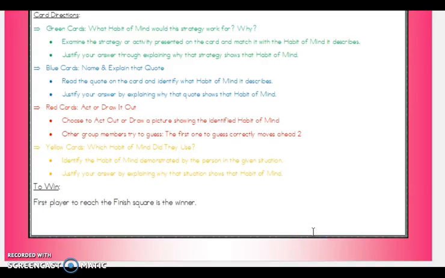The last type of card is the yellow card, which is which habit of mind did they use. So you will be given a certain situation, and you have to identify which habit of mind the person in that situation used to help solve the problem.